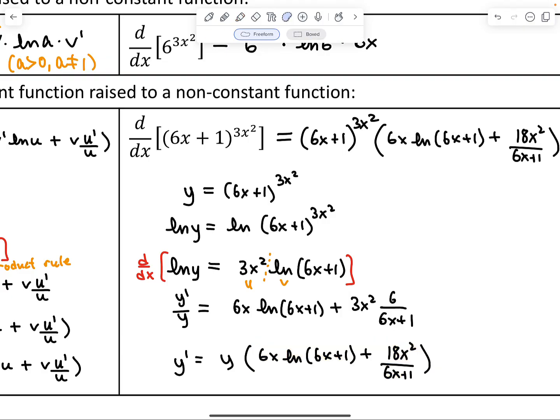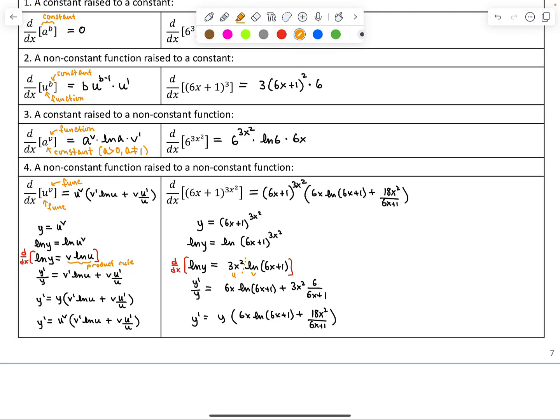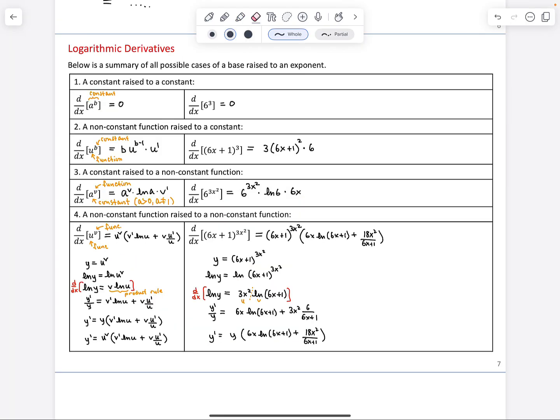Now, when you're working with this fourth case, if you want, you can commit this formula to memory and then just apply it and go straight to this answer. Or you can remember this process of logarithmic differentiation in order to reproduce this answer. Okay, this concludes our lesson on logarithmic derivatives.